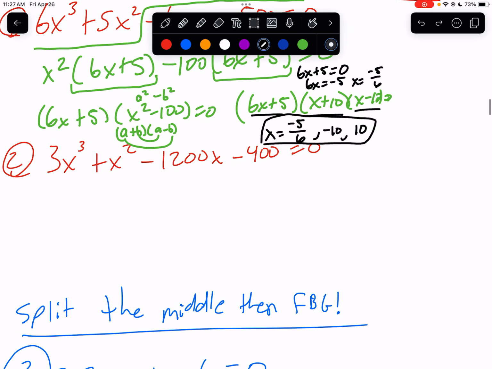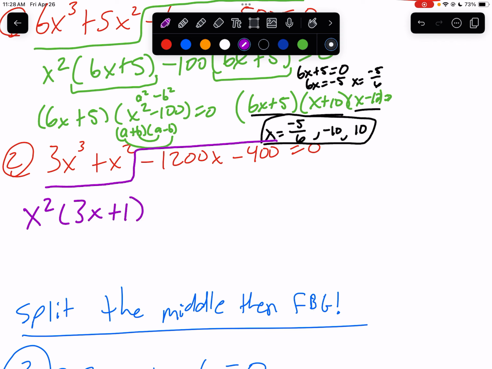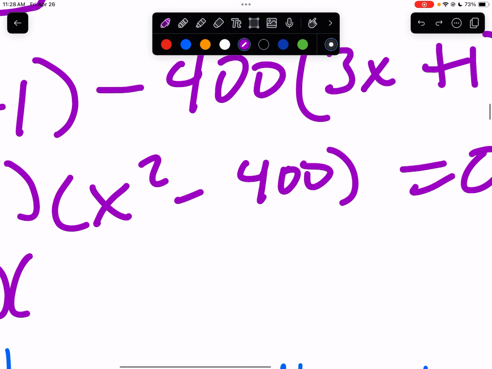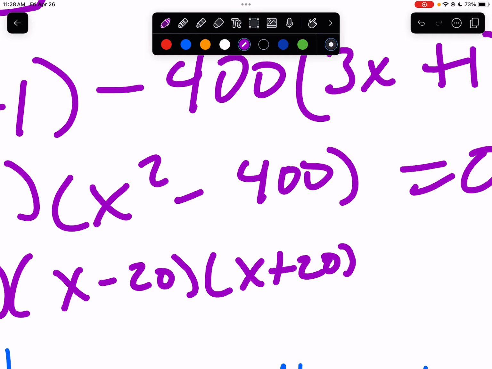All right, I'm going to do the next one a lot quicker. We split it into 2 teams and factor each team individually. That would leave me with 3x plus 1. We want that first number to be positive, so we pull out a negative 400, leaving me with 3x plus 1. We factor out 3x plus 1, leaving me with x squared minus 400. So we have 3x plus 1 times, factor x squared minus 400. That's another difference of perfect squares. That is going to be x minus 20 and x plus 20 equals 0.